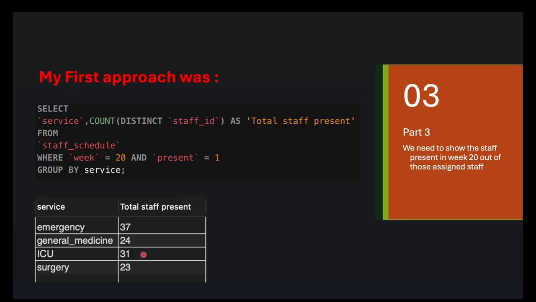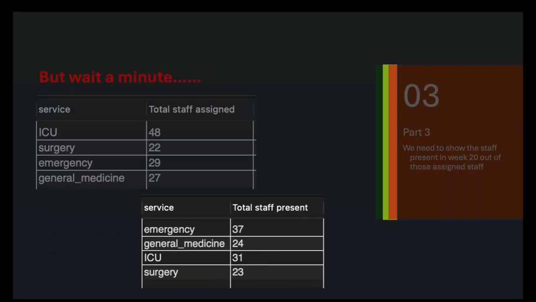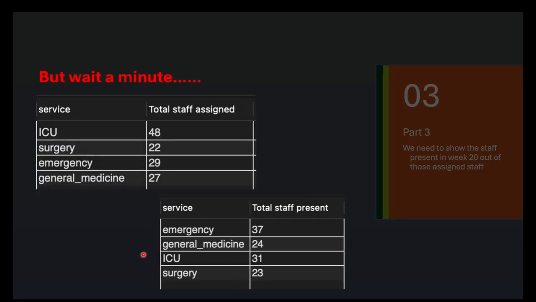Okay, but wait a minute. If you see the total staff assigned and total staff present for surgery, it was 22, and here for surgery it was 23. For emergency, it was 29, and here staff present is 37. How come more staff are present than assigned?